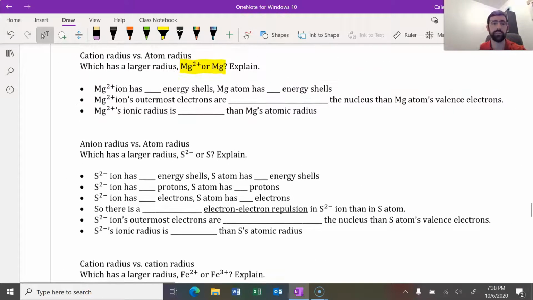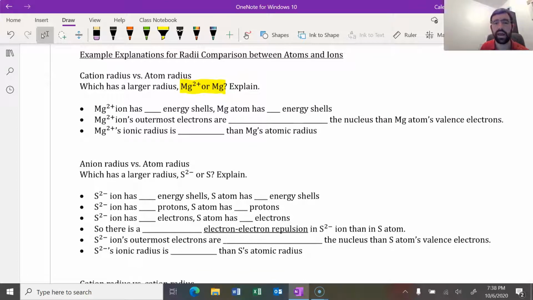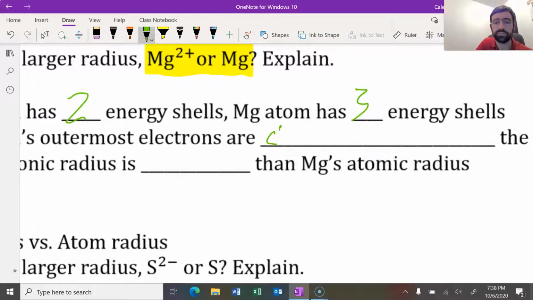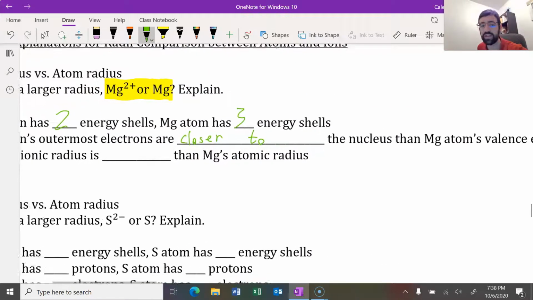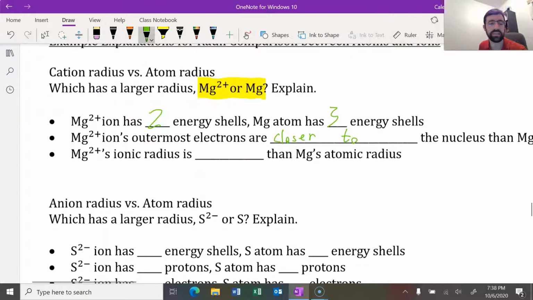So let's look at that. The Mg2+ has 2 energy shells. The Mg atom has 3. The Mg2+ ion's outermost electrons are closer to the nucleus than the magnesium atom's valence electrons. And magnesium 2+'s ionic radius is smaller than magnesium's atomic radius as a result.